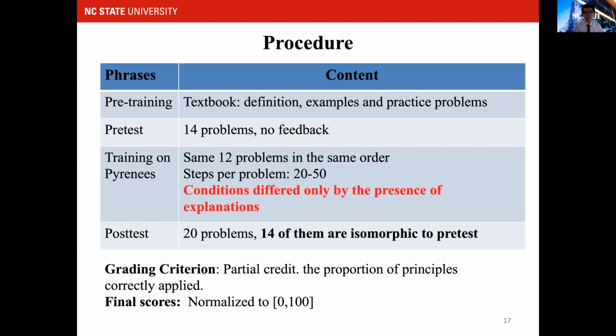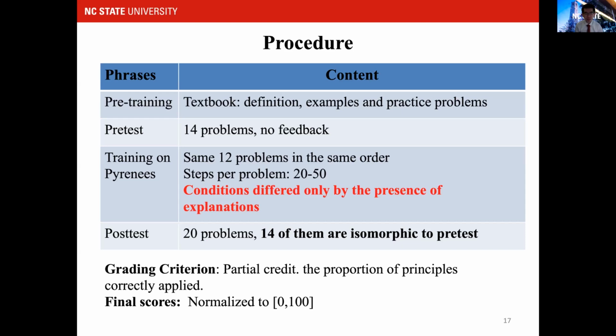In pre-training, they read a probability textbook. Then, all students completed a 14-problem pretest with no feedback. During training or practice, all students completed the same 12 problems in the same order. Here, the conditions differ only by the presence of explanations.